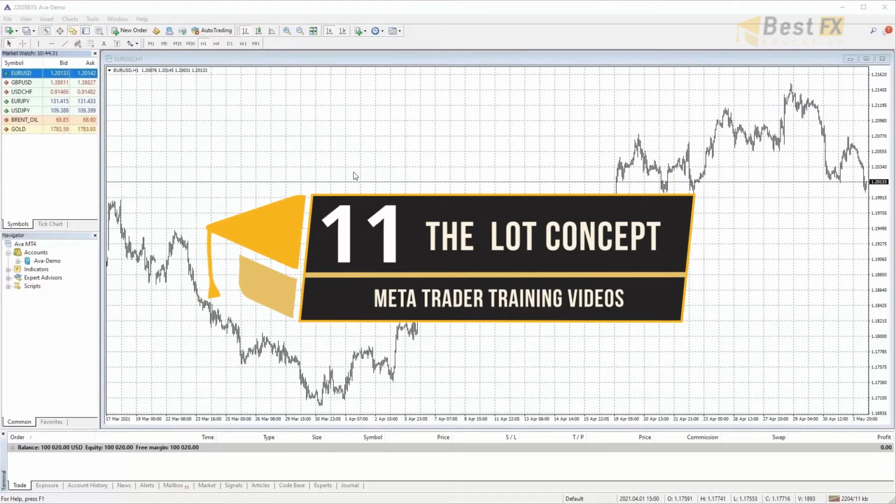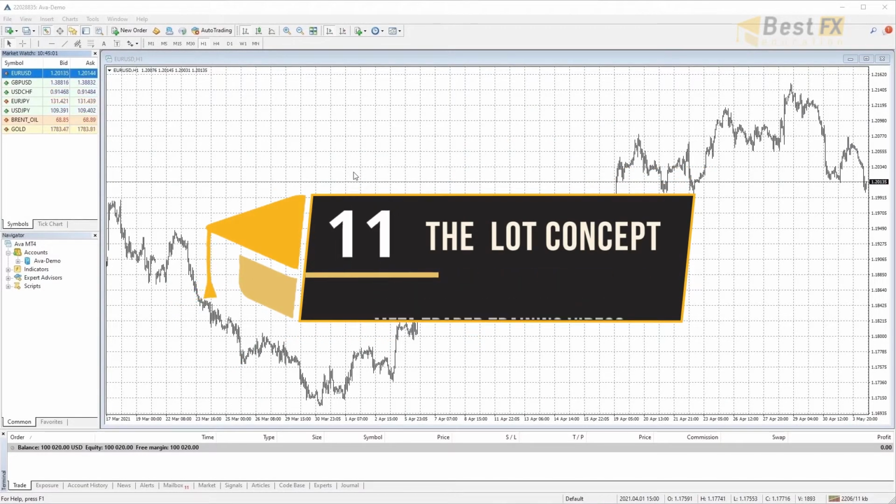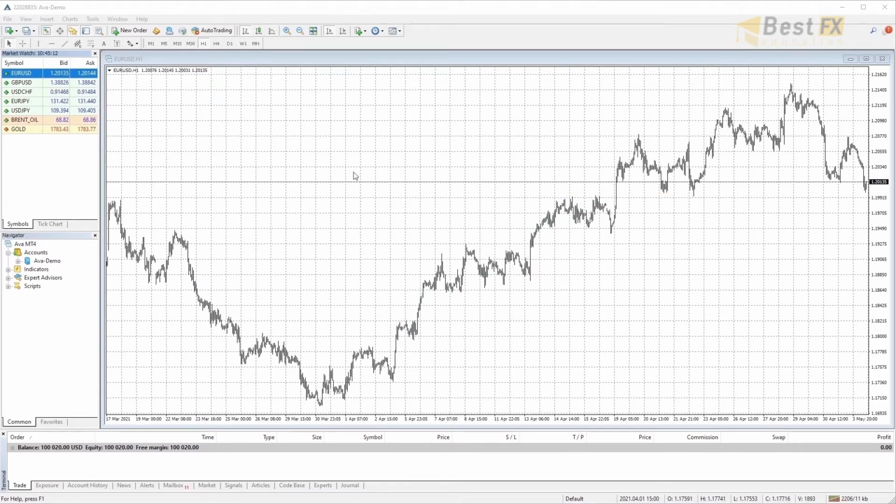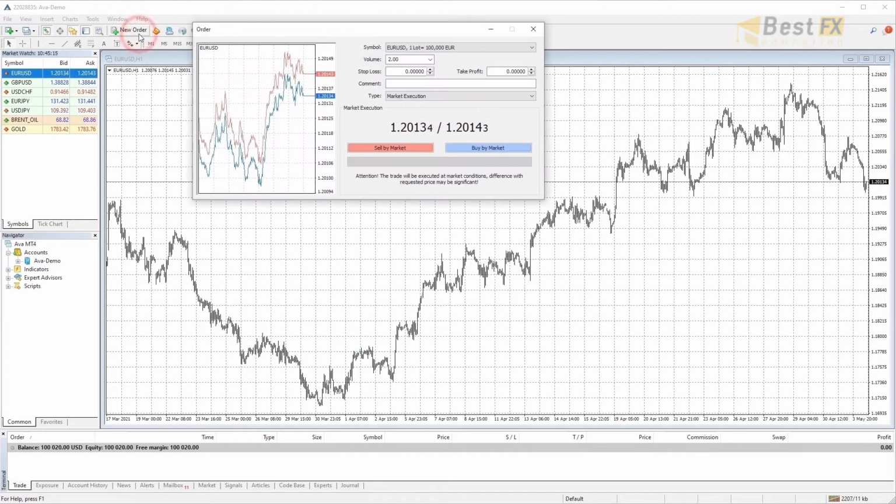Lesson number 11, the lot concept. You can determine the amount of the position by entering the lot parameter. This provides info to the broker firm about the amount of the position. We have already made examples about buying and selling, but now we will go into detail about the lot concept. As we learned before, this is the main field to specify the lot size in the order window.